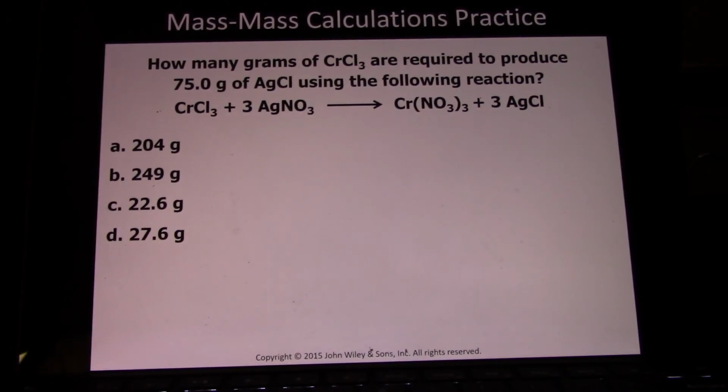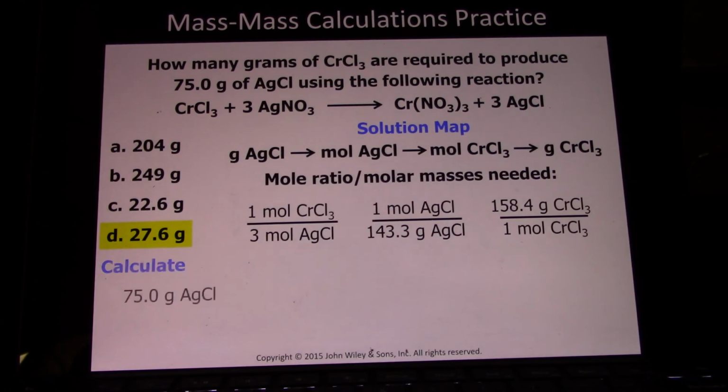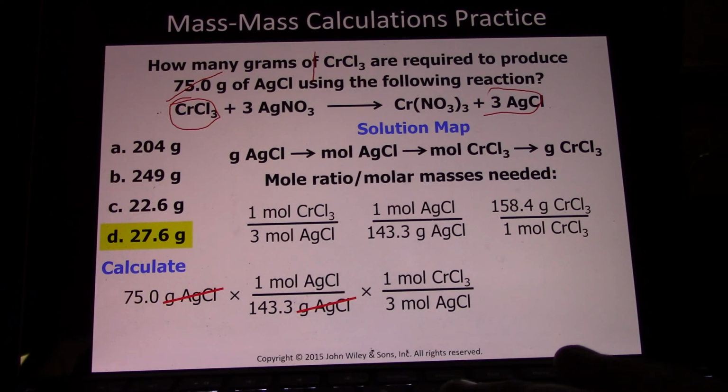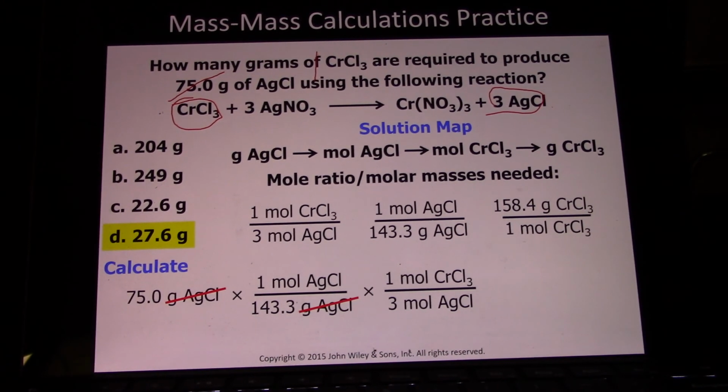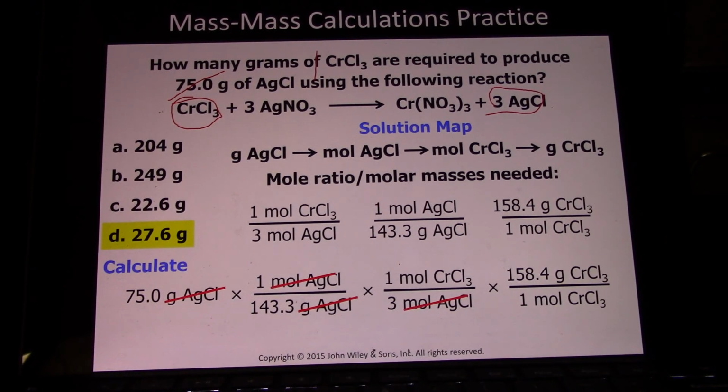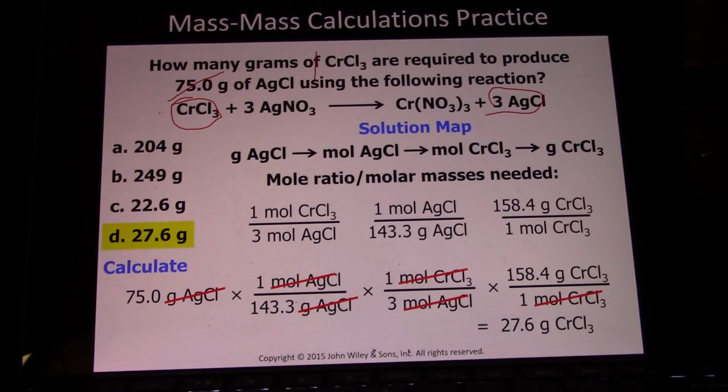How many grams of chromium-3 chloride are required to produce 75 grams of silver chloride using the following reaction? Well, we're going to produce 75 grams of silver chloride. We convert that to moles by adding up a silver and a chlorine from the periodic table. Now, stoichiometrically, we need 1 mole of chromium-3 chloride for every 3 moles of silver chloride produced. So it's a 1 to 3. We need 1 mole of chromium-3 chloride to produce 3 moles of silver chloride. Convert back to grams. We add up a chromium plus 3 chlorines to get 158.4 grams per mole. And we get 27.6 grams of chromium-3 chloride.